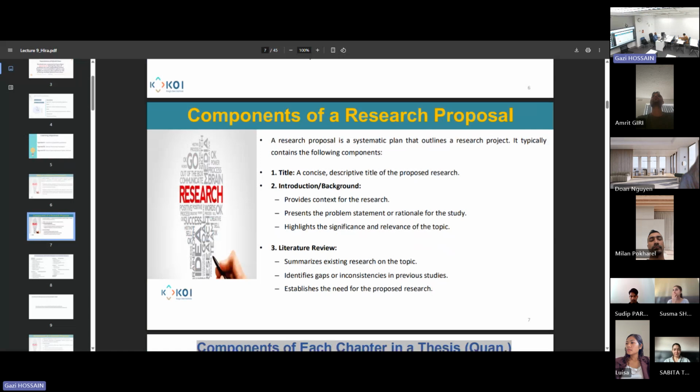Title of the research. There must be a very precise title of our research. And that title is not only for the proposal's sake; the title will apply for our thesis as well, or for our research as well. Sometimes we say that the title shouldn't be more than 30 words or 24 words. So the title should not be very long.